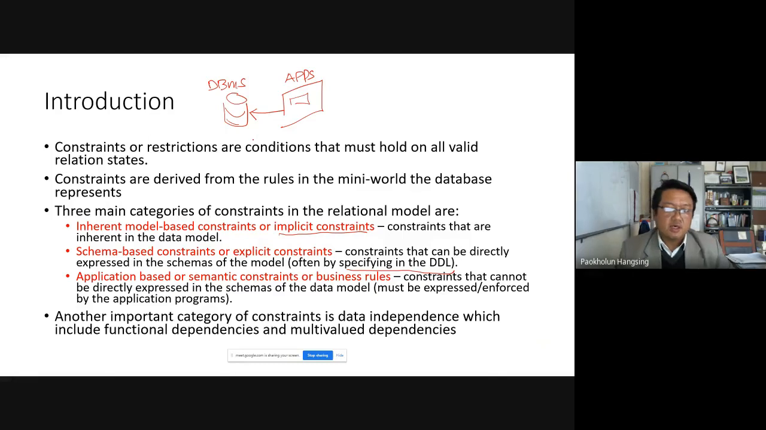Constraints are not limited to these three categories. There are, in fact, many other categories or types of constraints. Another important category of constraint is data dependencies, which include functional dependencies and multivalued dependencies. These are also in a way constraints which are necessary for the database system.